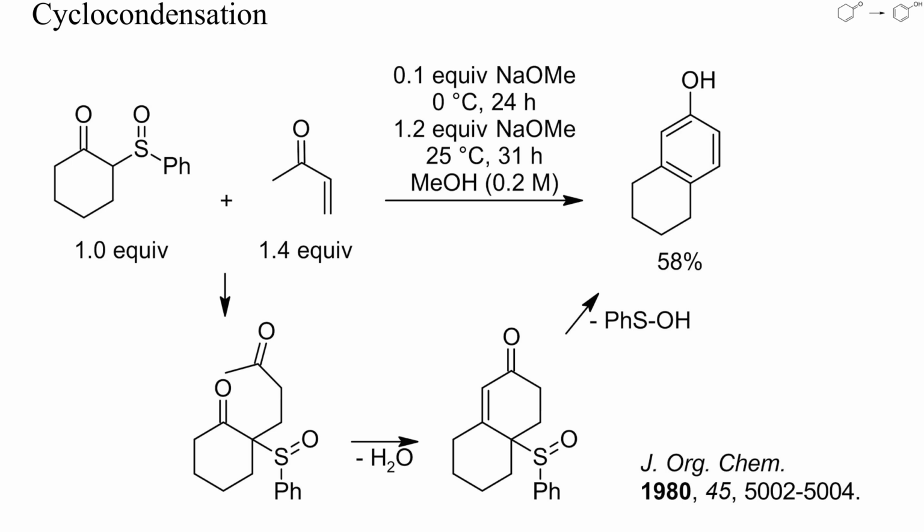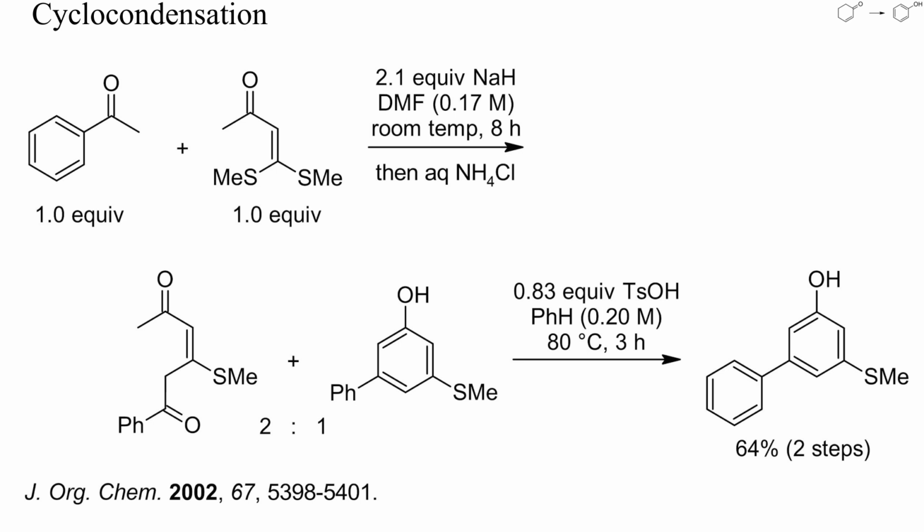This is a further example of a Robinson annulation and elimination. A phenylsulfinyl group acted both as activating and leaving group. Elimination of a sulfenic acid yielded the target phenol. Thus, Robinson annulations, where one of the reactants carries a leaving group, can yield phenols directly. This here is another example of this strategy.